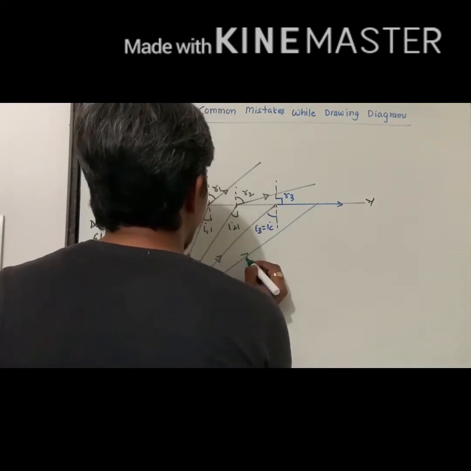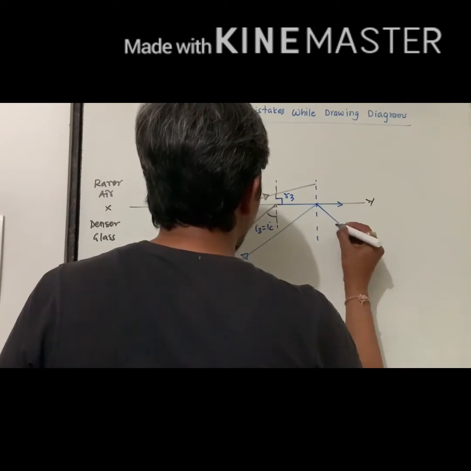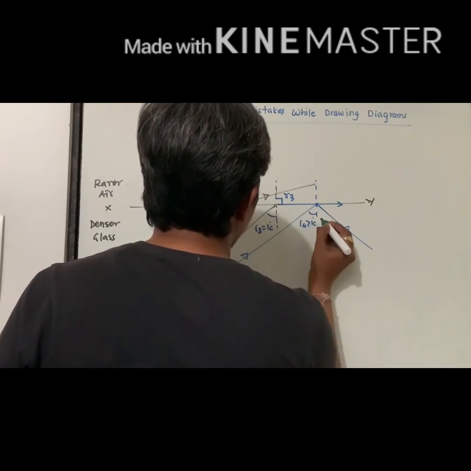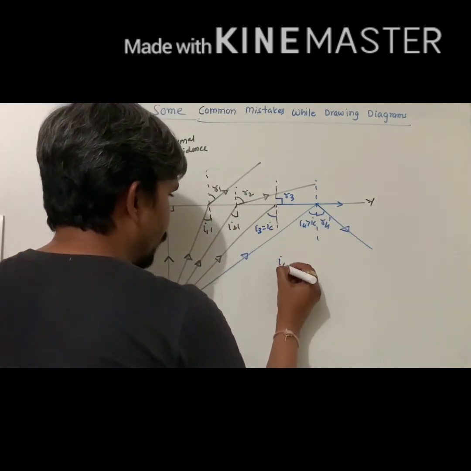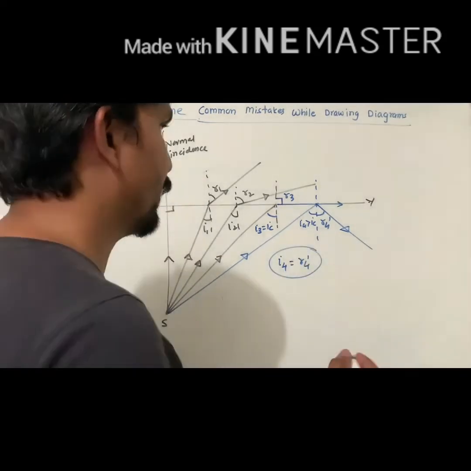So this is my incident ray. This is the normal drawn. This is the emergent ray, the reflected ray. This is I4 greater than IC, and this is R4 dash. And what should be there? I4 is equal to R4 dash. This is according to the laws of reflection.